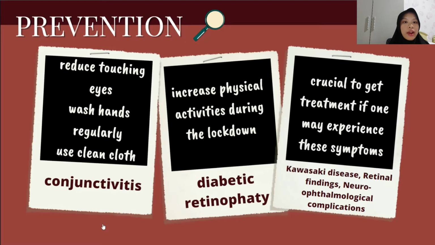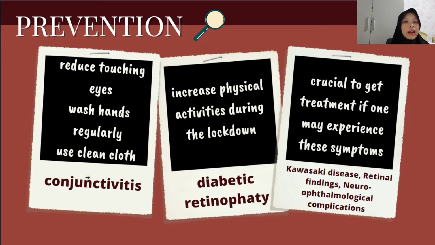Here are some ways we can avoid the factors that cause anatomical changes in the eye due to COVID-19. First, to prevent conjunctivitis, there are three ways: reducing touching our eyes with hands, regularly washing our hands, and always using a clean towel or washcloth. To prevent diabetic retinopathy, increase physical activity during the lockdown. However, to prevent the other anatomical changes related to COVID-19, such as Kawasaki disease, retinal findings, and neuro-ophthalmological complications, there are no clear ways yet, and it is crucial to get treatment if you experience these symptoms.